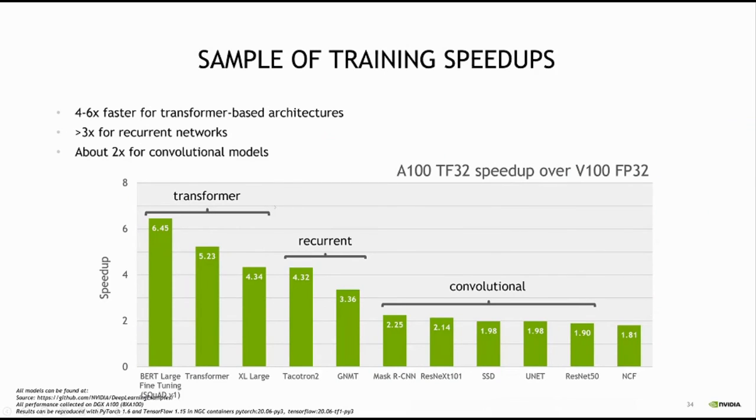As you can see here, the Ampere architecture with TensorFloat 32 gives you a 6x improvement in performance for transformer architectures like BERT, transformer, and XL large. For recurrent networks, it gives about 3.3 to 4x improvement for Tacotron 2 and for GNMT. And for convolution, you see about 2x to 2.25x improvement in the performance. Okay, so there is a question. Let me take the question. Can the tensor cores be used for double floating point? That's correct. It can be used for floating point 64 as well. Yes.